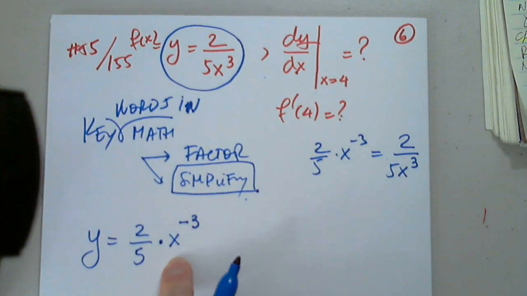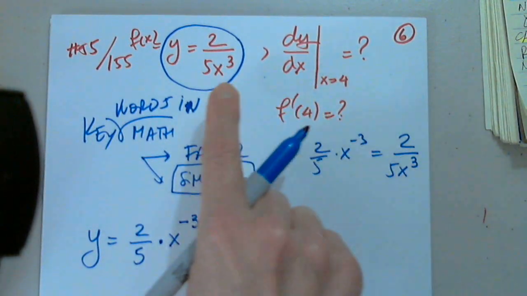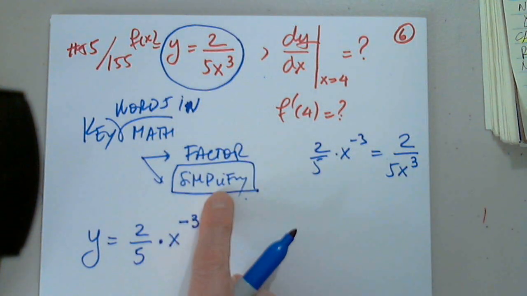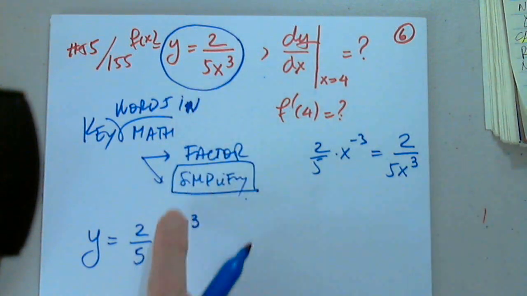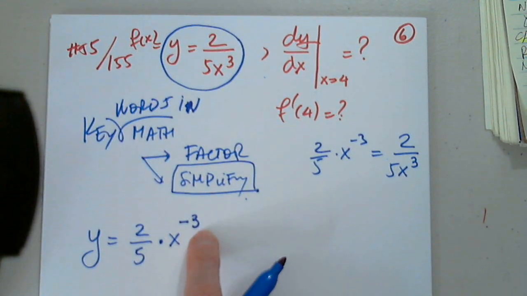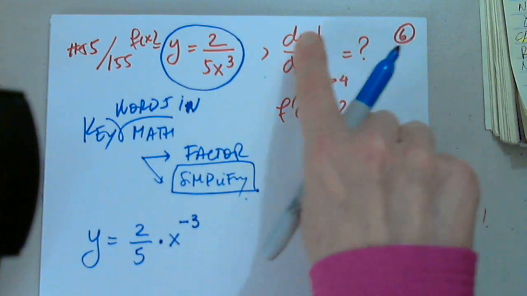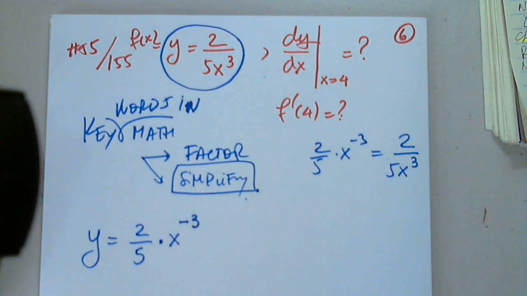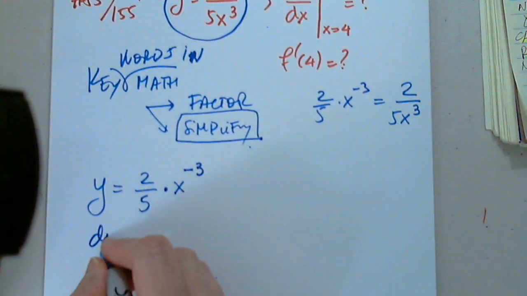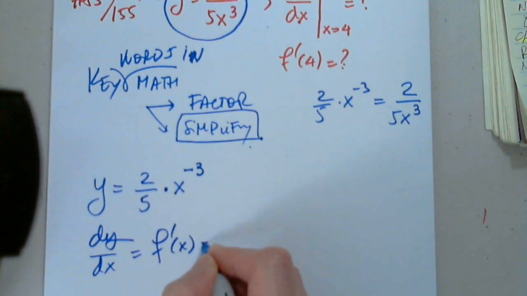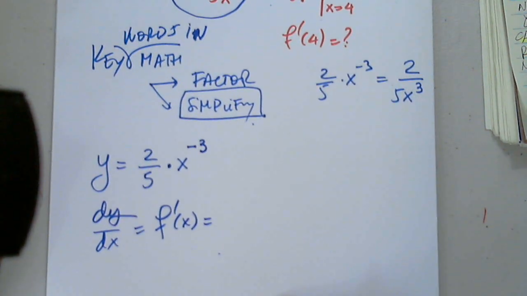This is more convenient for differentiation. This notation is not convenient for differentiation. So I'm going to simplify it, changing it into something easier to find the dy over dx, the derivative of y with respect to x. So then I write dy over dx. If you don't like it, you can write f prime. It's acceptable. Everything is the same.